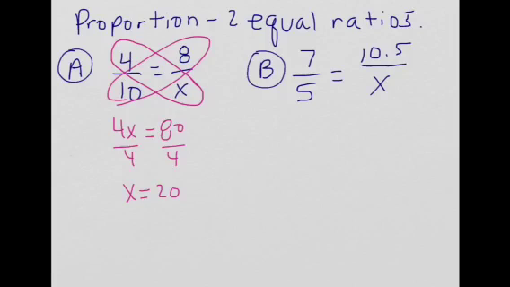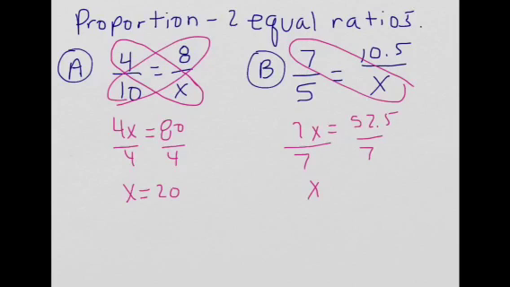Again, we're going to use the butterfly method. We're going to butterfly the variable first, so this is going to be 7x is equal to, and we're going to multiply 10.5 times 5, which is going to give us 52.5. Divide by 7, so x is equal to 7.5.